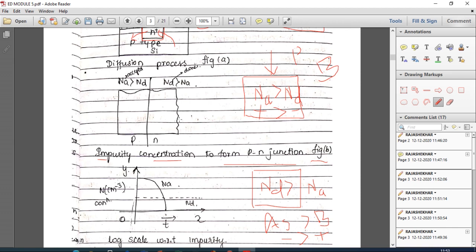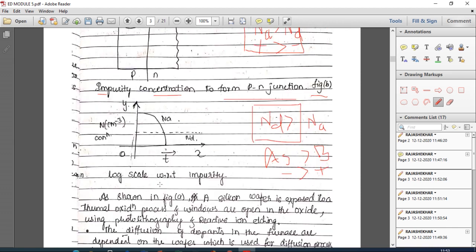Okay, so now we will move on to the third figure. We call it the log scale with respect to impurity. In this log scale we have shown which area is used for acceptor and which area is used for donor, which is shown here. This is the x-axis and this is the y-axis. This is the measurement of concentration in terms of per centimeter cubed.